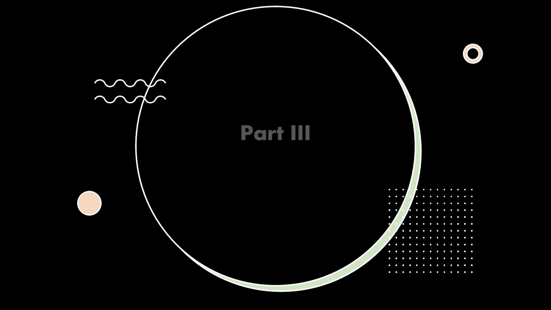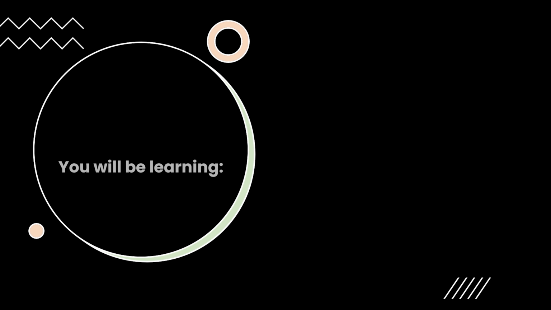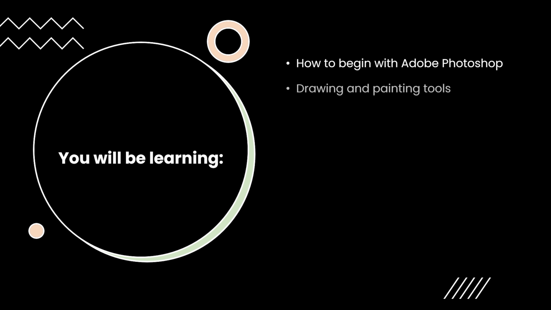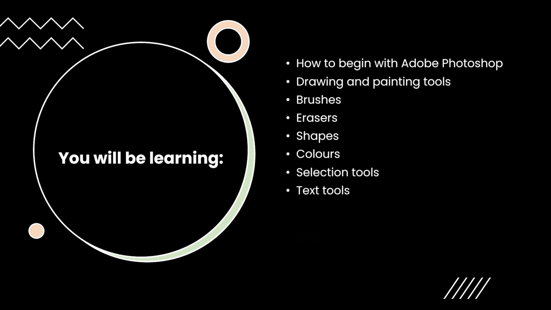Third part, basic tools used in Adobe Photoshop. In this part you will be learning how to begin with Photoshop, drawing and painting tools, brushes, pencils, erasers, shapes, colors, selection tools, text tools, layers and shortcuts for cut, copy, paste, and undo.